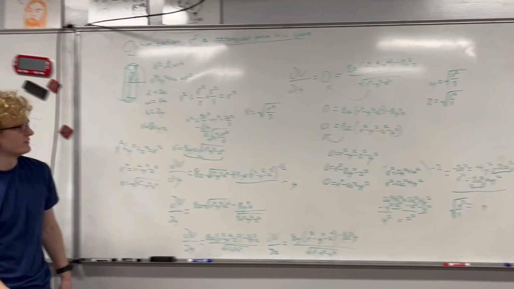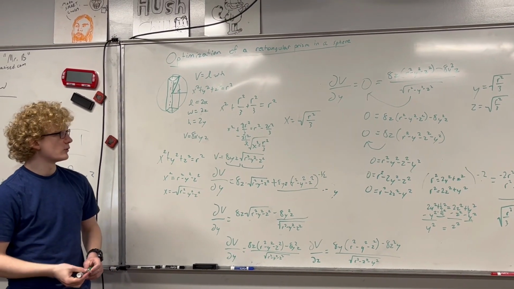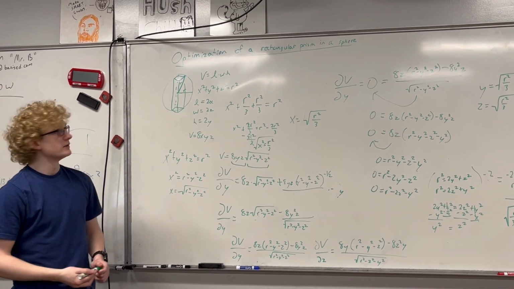For those of you who are more perceptive, you realized that the optimization of the volume of a rectangular prism in a sphere is equivalent to a cube. And that's how you optimize the rectangular prism in a sphere.